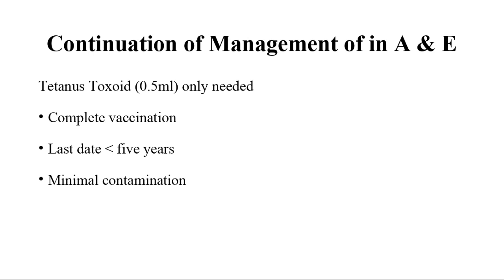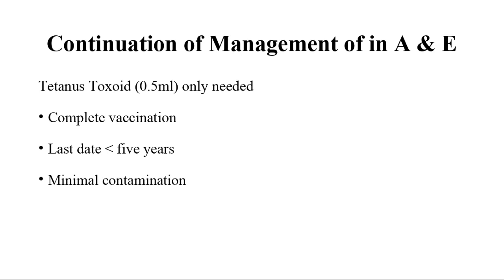So tetanus toxoid, 0.5 ml, is only needed if you've ascertained that there's been complete vaccination, or if the last date was within 5 years. And I should say, for all of those, there's minimal contamination. So if there's complete vaccination, that's all you need. Within the last 5 years, that's all you need. If there's minimal contamination, that's all you need.